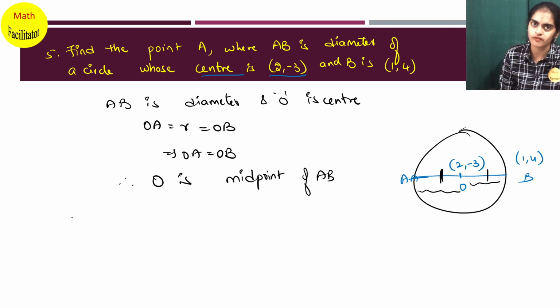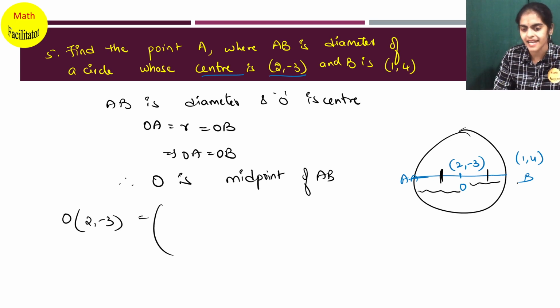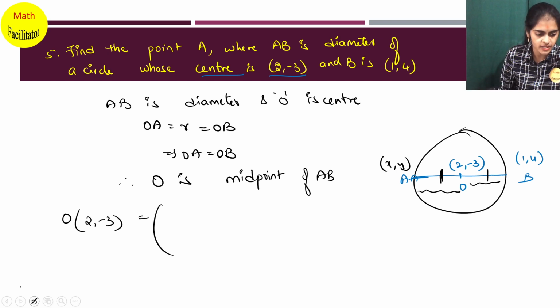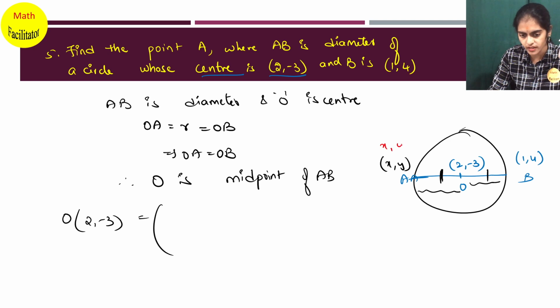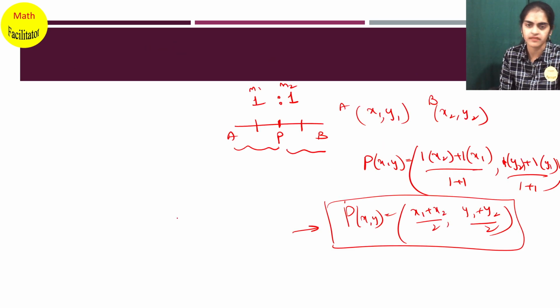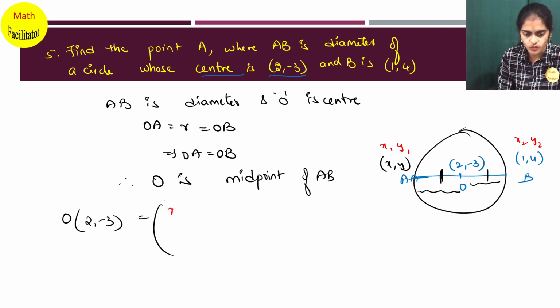So the simple midpoint formula we will substitute. The coordinates of O are (2, minus 3). This is the midpoint of A and B. So let me take A as (x, y) and B you have (1, 4). To substitute in the midpoint formula, you will write this as (x1, y1) and this as (x2, y2). With a pencil always write, it will be very clear for you. The midpoint formula is (x1 plus x2) by 2, (y1 plus y2) by 2.